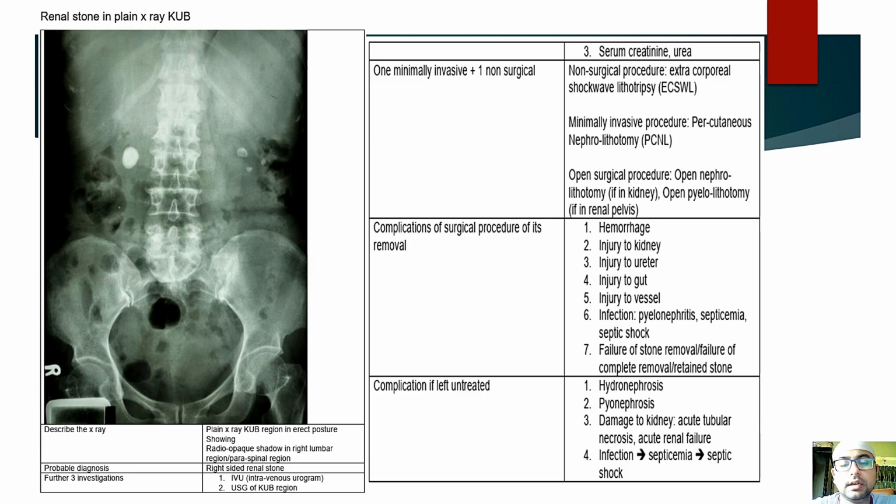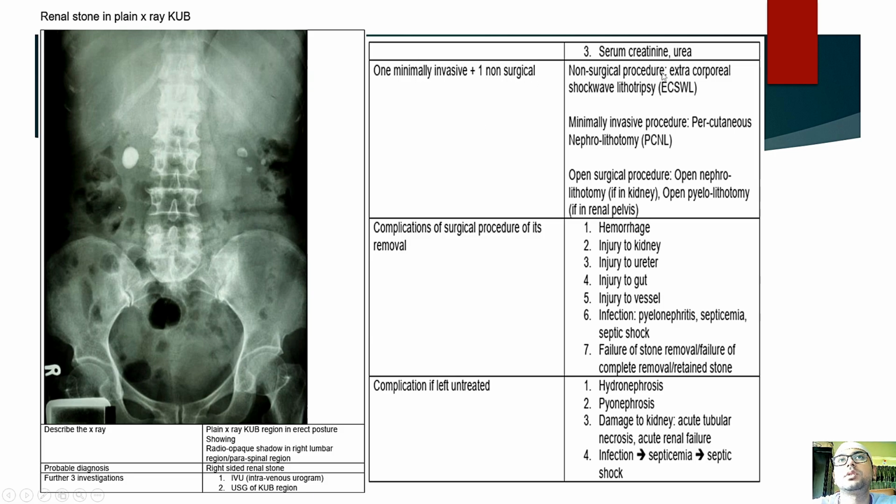So in that case, RFT or renal function test is necessary if we see evidence of failure, like edema in the leg. If the patient is dehydrated, BP is high and anemic, in that case we will go for RFT, the renal function test. Now, one minimally invasive and one non-surgical option.